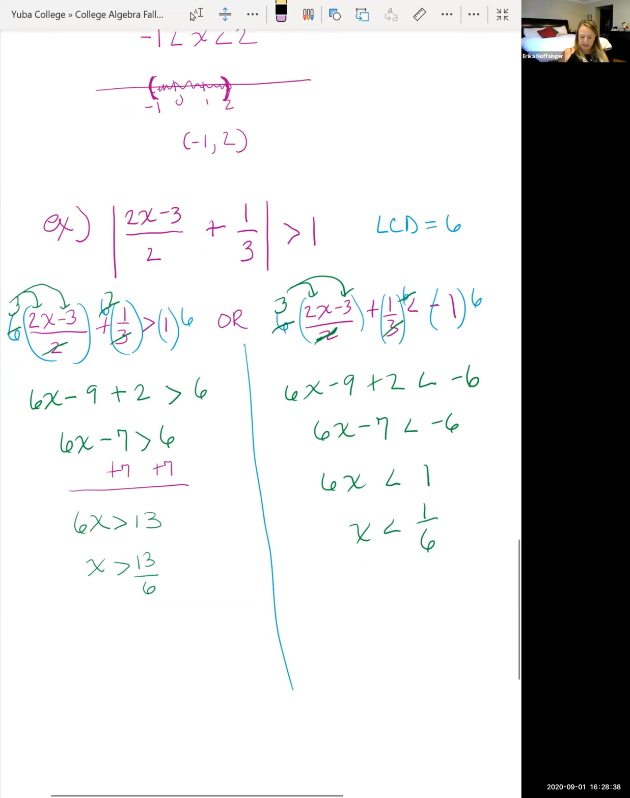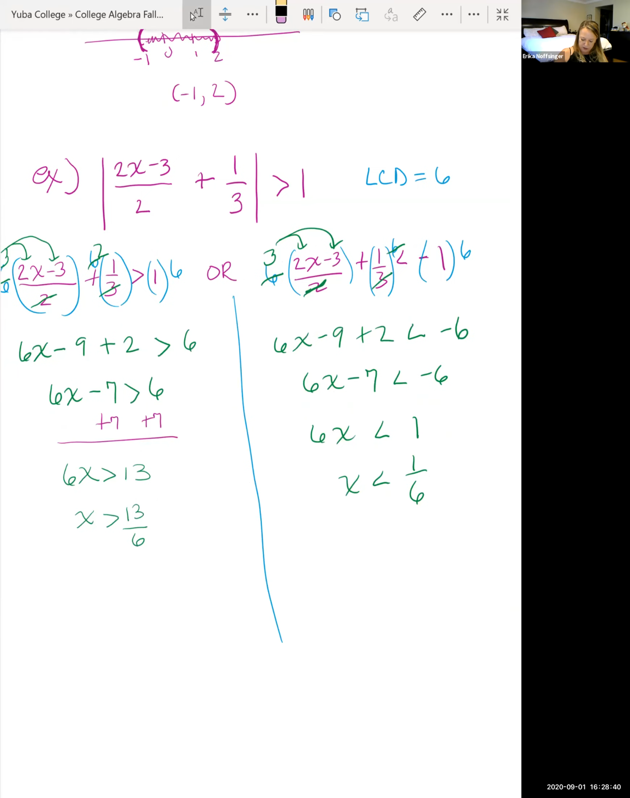So if we put this on the number line, you have two separate pieces. Notice we have everything that is smaller than 1/6. I'm just going to write 1/6 here. So that would be a parentheses and everything to the left of that.